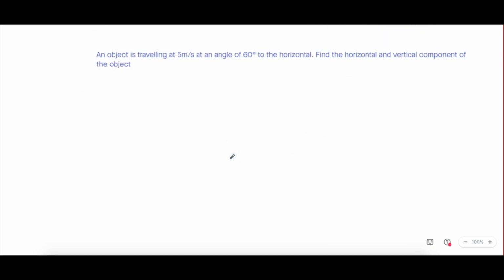Okay, so an object is traveling at 5 meters per second at an angle of 60 degrees to the horizontal. Find the horizontal and vertical component. Okay, so let's draw the vector first. 60 degrees to the horizontal. Let's say that's the horizontal. This is 60 degrees, so that's our theta. And it's moving at 5 meters per second, that's our magnitude. So 60 is our direction, 5 meters per second is our magnitude.